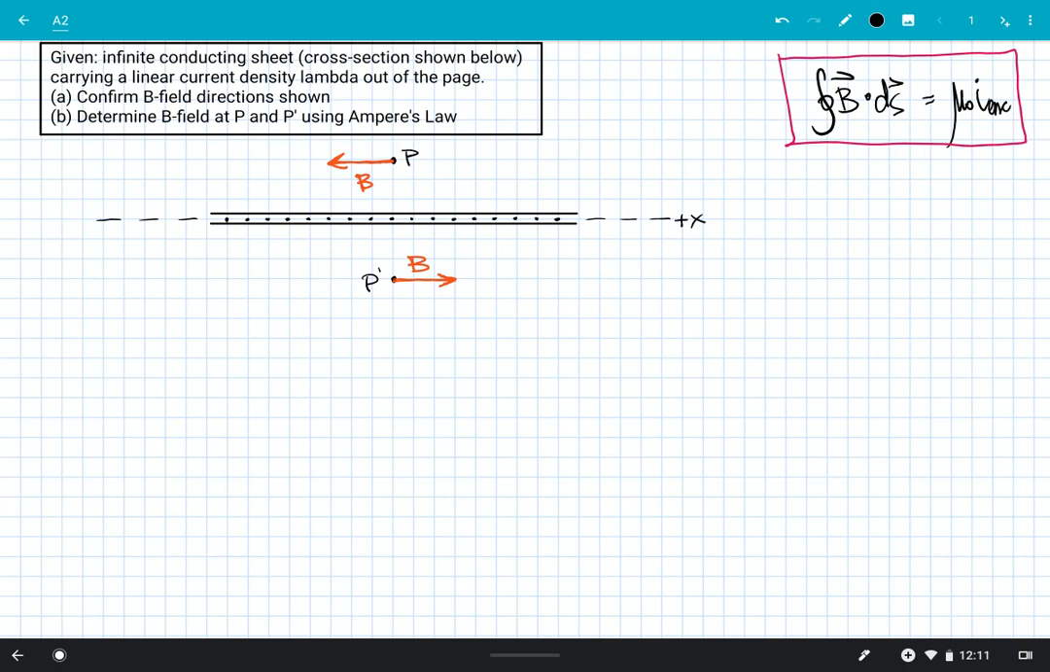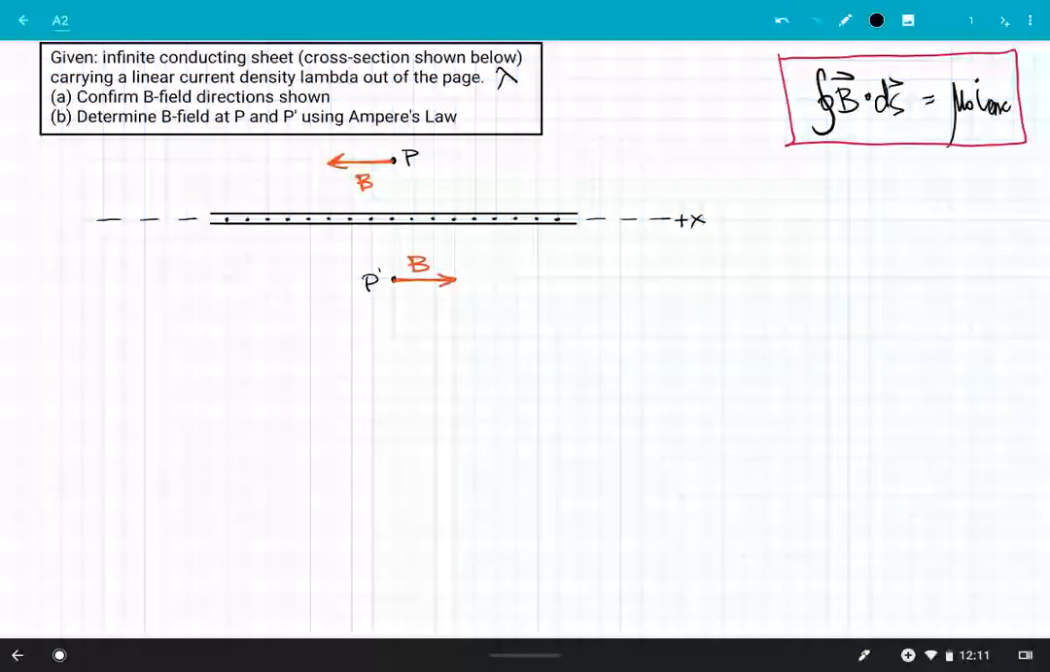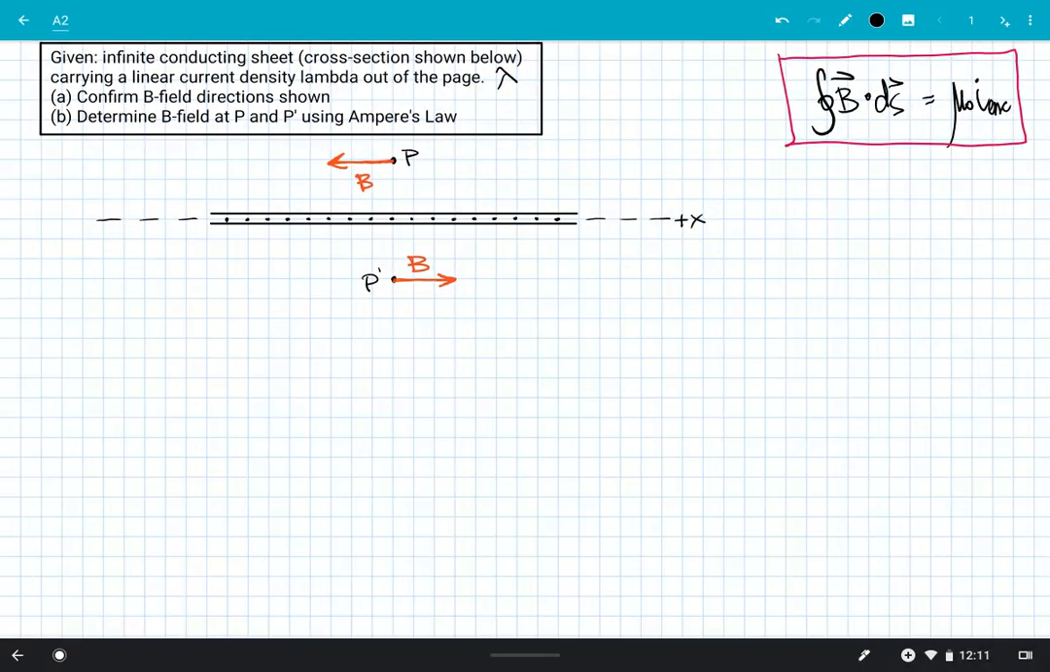The linear current density is given as lambda. And the current is coming out of the page as shown there. So we want to do a couple things here. First, we want to be sure we can confirm the B field directions that are shown and give us a feeling for what the B field would look like for this kind of object. And then we're actually going to be finding the field at those points using Ampere's law.